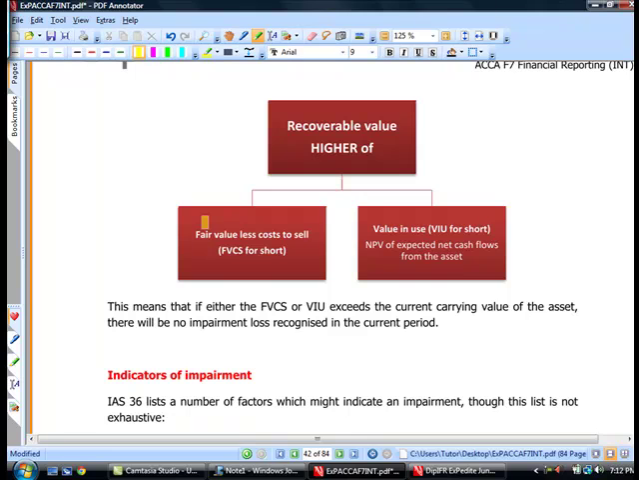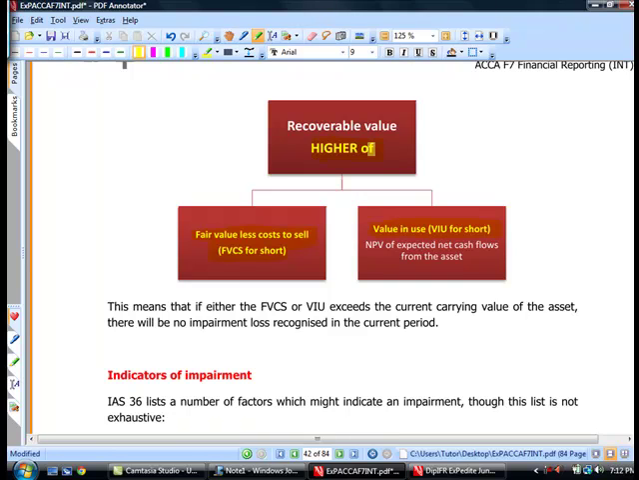Either I keep using the asset in my business, so therefore this is called value in use, and I will be looking at the net present value of the net cash flows which are generated from the asset, or I can sell the asset, in which case the recoverable amount of the asset will be the fair value less cost to sell. Recoverable amount is the higher of these two values: either fair value less cost to sell or value in use.